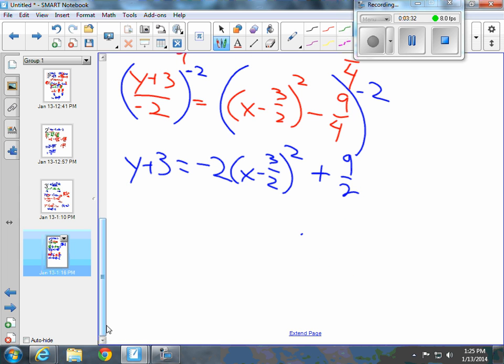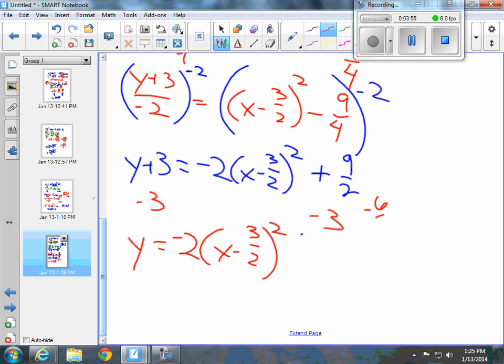Now I'm going to completely unuglify it, and I'm going to subtract 3 from both sides, and I'm going to have y is equal to negative 2 times x minus 3/2 squared. Well, 3 is equal to 6/2, right? So 3 is minus 6/2. So I have 9/2 minus 6/2, which gives me plus 3/2.